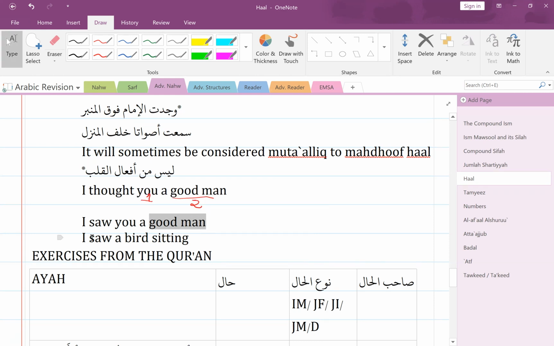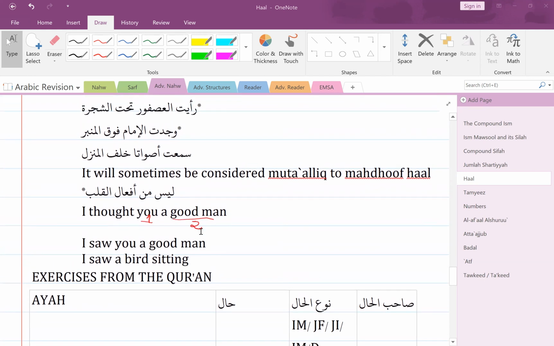But when it's literal seeing, I saw with my own two eyes, then what did I see? A bird. How did I see that bird? So it answers the question how. I saw the bird sitting. So when it is physical sight of the eyes, then the second maf'ul is not maf'ul bihi, it's maf'ul hal. Okay? I know this is going to be a lot. Like afida, yes, like a heart, like you're seeing it in your chest, in your heart and mind. So that's basically the difference.